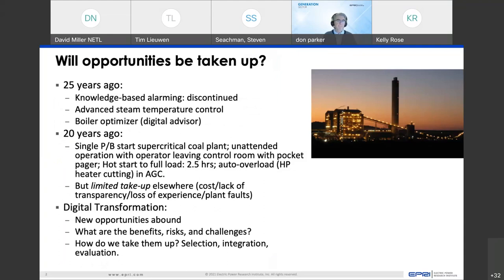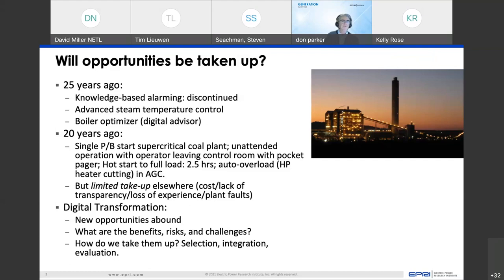Now, 25 years ago, there was a knowledge-based alarm system that at least Siemens were producing, a knowledge-based operator support system, which ended up being discontinued through lack of interest more than anything else, I think. We had an analog control system at a power plant, and we added on a digital add-on pack for advanced steam temperature control. There was a digital advisor, a boiler optimizer, which was assisting operators in modifying set points. The operators ended up refusing to use it because it was telling them to do things like take furnace pressure to a positive value, please, which of course was going to put ash and soot all over the power plant. So there were problems with it, but there was already 25 years ago quite a bit of work happening in this area and being deployed on power plant.